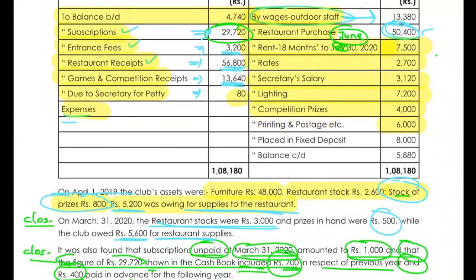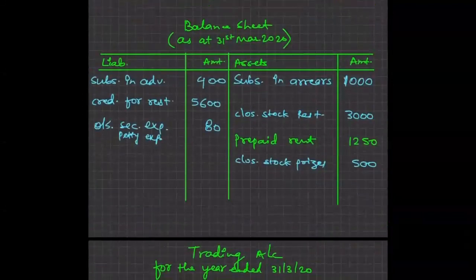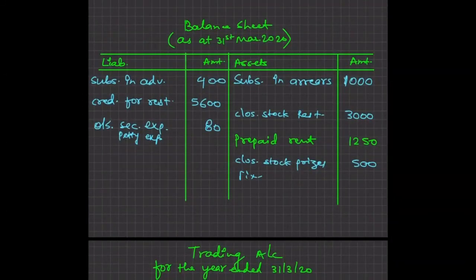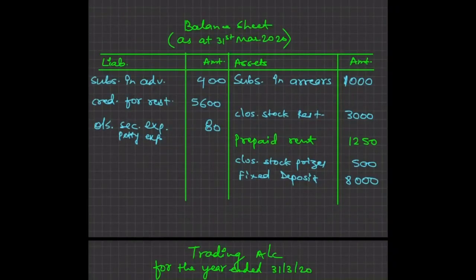Then we have placed in a fixed deposit. So fixed deposit is not an expense, it is an asset. It will not go to the income and expenditure account, but it will go to the balance sheet. So I have made a fixed deposit of 8,000. Then we have the closing balance of 5,880. So that will again go to your balance sheet, the closing amount of current year. Okay. So you have cash and bank account 5,880.